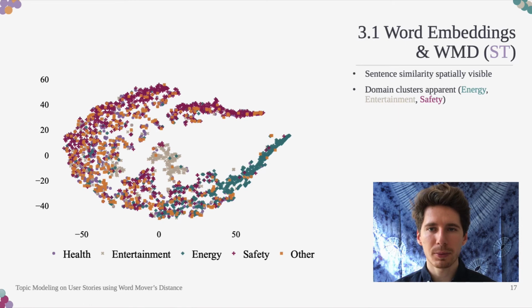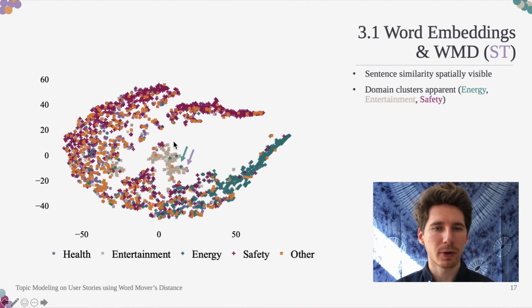With our third approach and the self-trained word vectors, this problem is somehow solved because the sentence similarity becomes spatially visible. Also, some domain clusters become apparent. We've got an energy cluster down here, we've got an entertainment cluster in the center of the plot, and a cluster predominantly consisting of safety requirements at the top right up here.